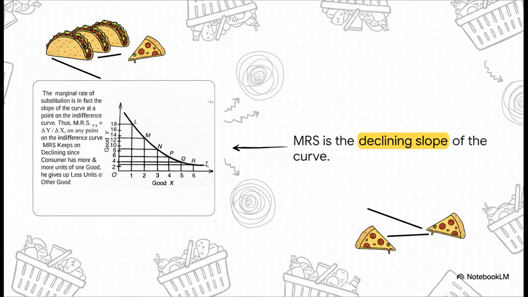Notice how steep the curve is at the top left when you're willing to trade 5 tacos for a pizza slice. And then notice how flat it gets at the bottom right when you're only willing to trade 1 for 1. Your declining willingness to trade makes the slope literally flatten out.